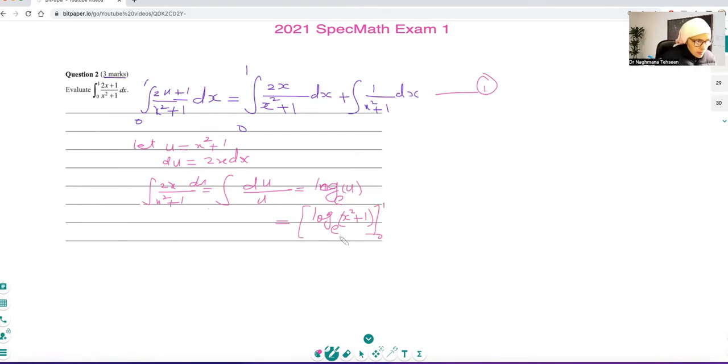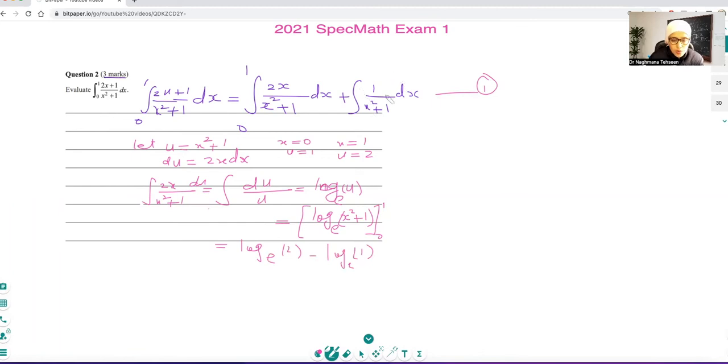So this will give me, or you could, if you want to apply the limit here, then you have to change that into the u form as well, because when x is 0, u is equal to 1. When x is 1, u is equal to 2. So that's also possible, right? In terms of the u, you would like to do it. But if you want to leave that in terms of x, that's also fine. So that will be log e of 1 plus 1, which is 2, minus log e of 1.